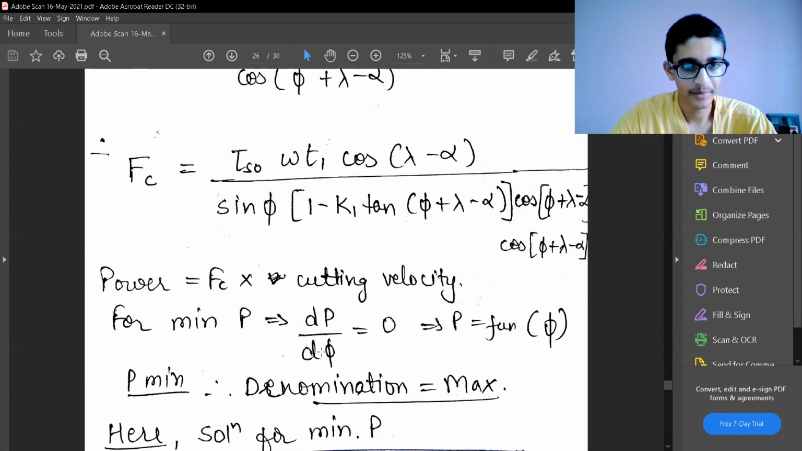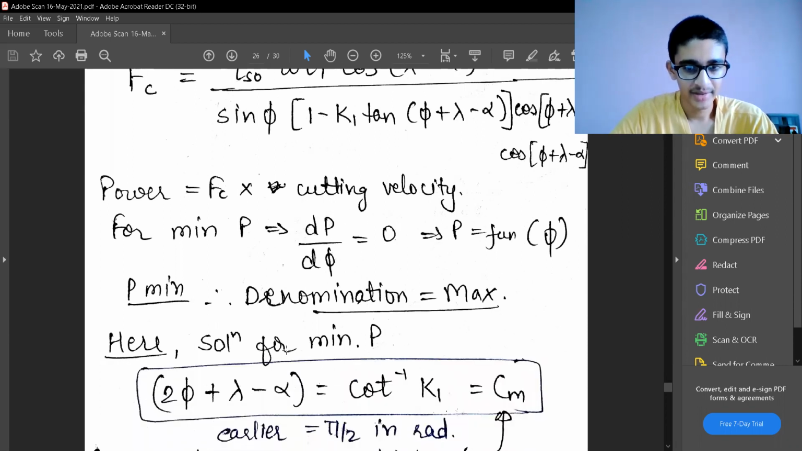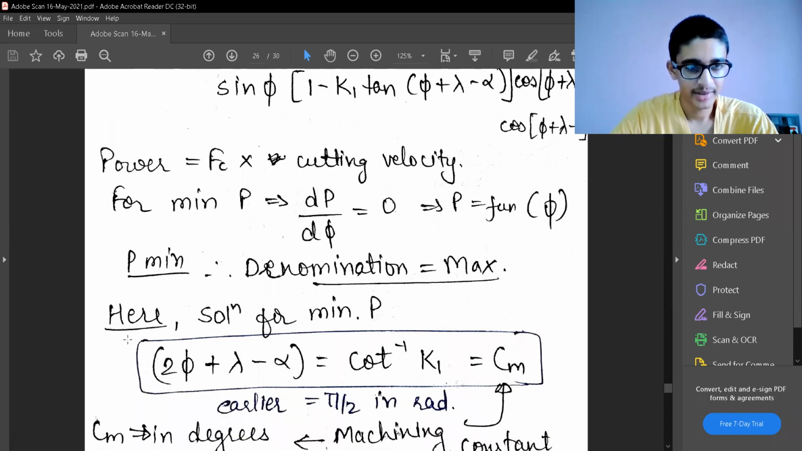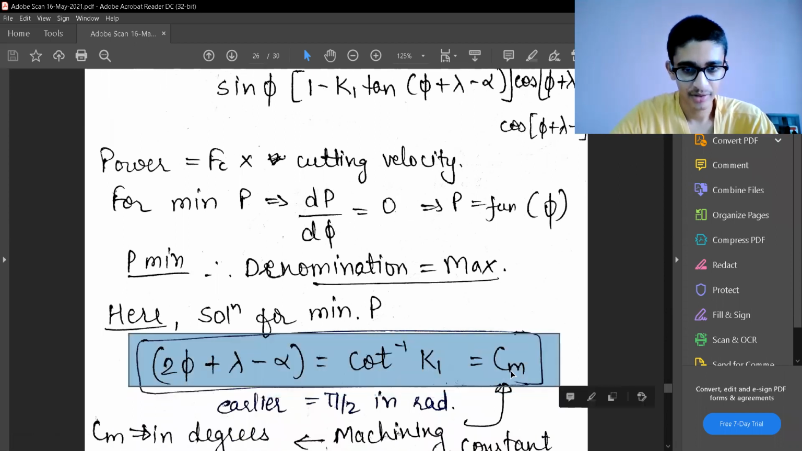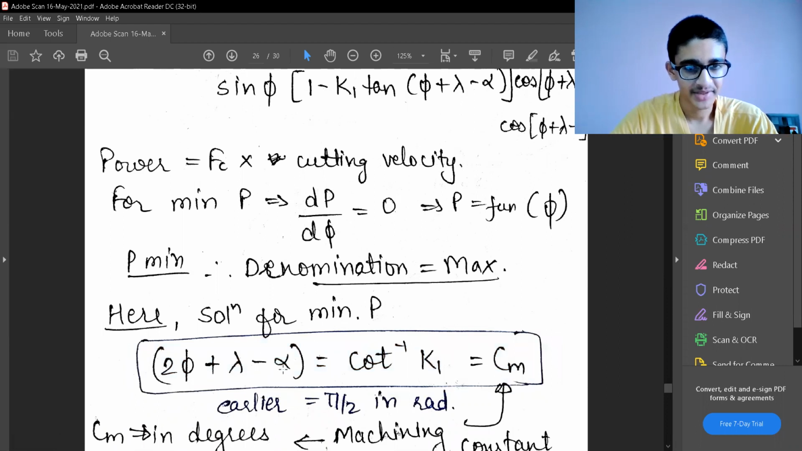Now coming to the minimum power condition, again the power will be a function of phi alone. All others are material property values or tool geometry dependent factors. So we can differentiate it with phi and put it equal to 0. We can minimize the power, or we can directly maximize the denominator. So we have done that, and the solution we get is this: 2 phi plus lambda minus alpha is equal to cot inverse of k1. The k1 was defined over here.